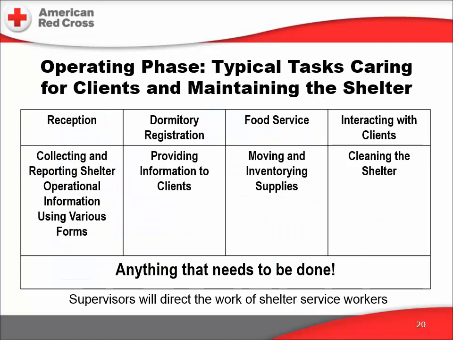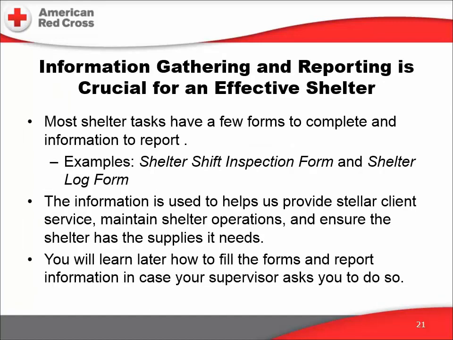In the operating phase, typical tasks consist of caring for clients and maintaining the shelter. These tasks are shown in the table here and include reception, dormitory registration, food service, interacting with clients, collecting and reporting shelter operational information using various forms, providing information to clients, moving and inventorying supplies, and cleaning the shelter. Many other tasks will also need to be performed by the shelter service worker during the operating phase. Supervisors will direct the work of the shelter service workers.